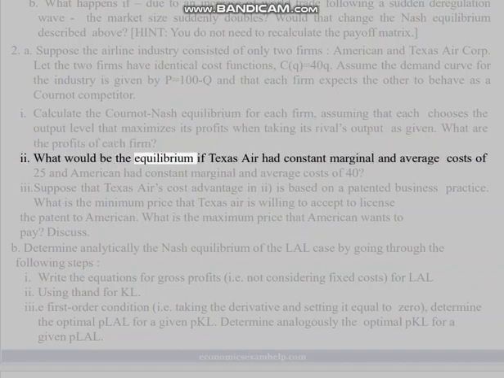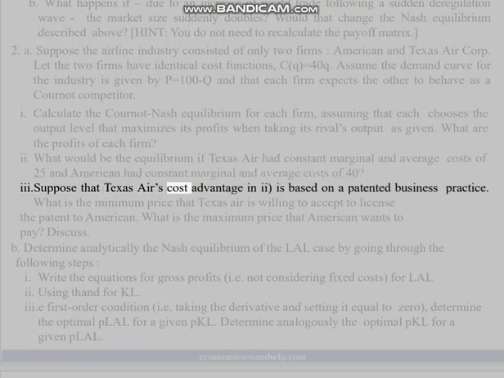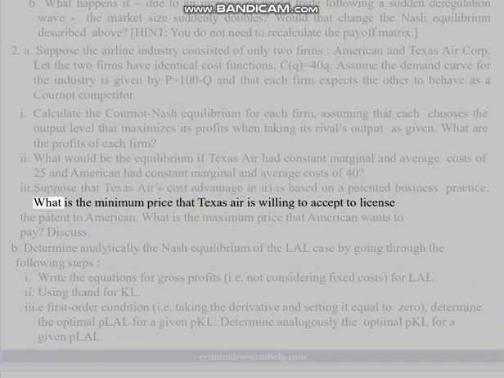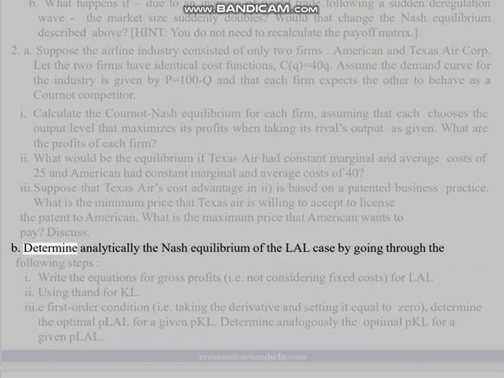2. What would be the equilibrium if Texas Air had constant marginal and average costs of 25 and American had constant marginal and average costs of 40? 3. Suppose that Texas Air's cost advantage in 2 is based on a patented business practice. What is the minimum price that Texas Air is willing to accept to license the patent to American? What is the maximum price that American wants to pay? Discuss.